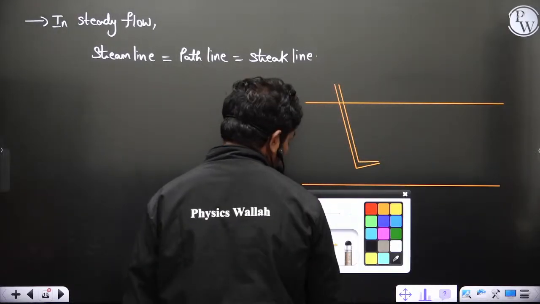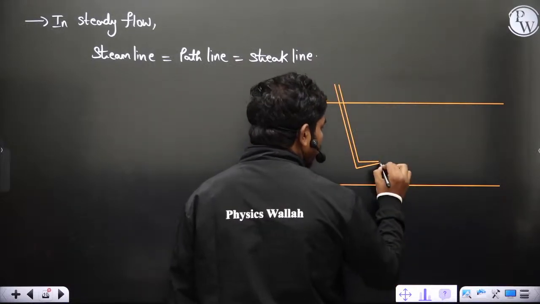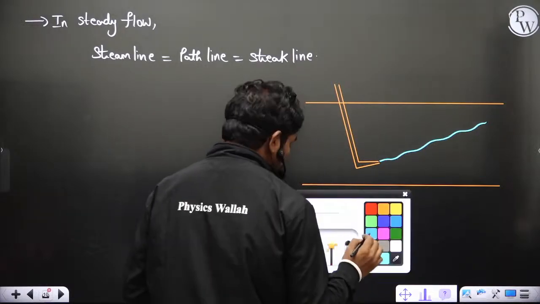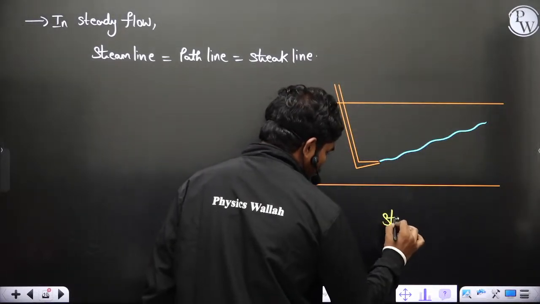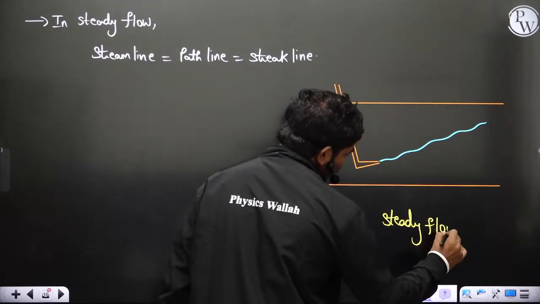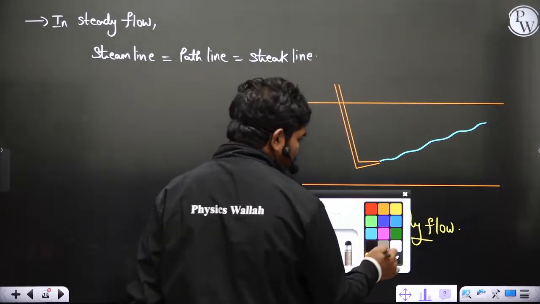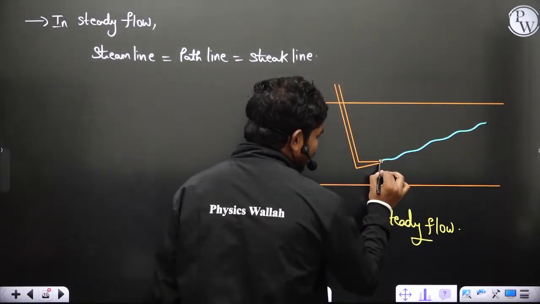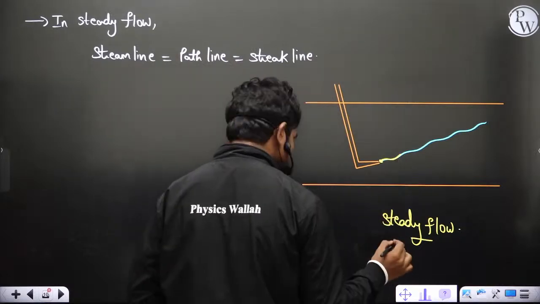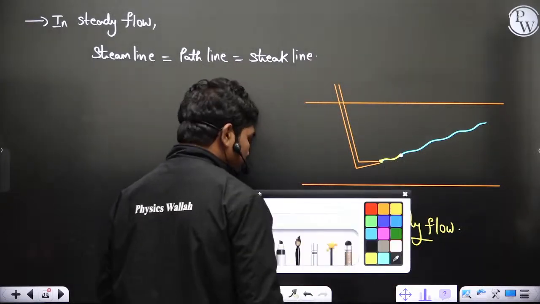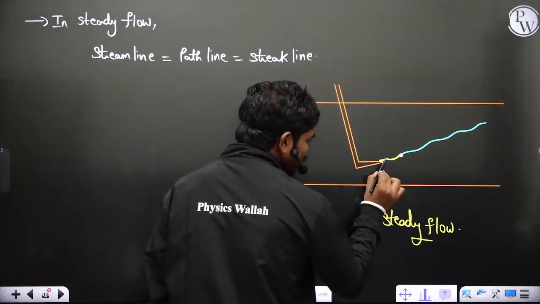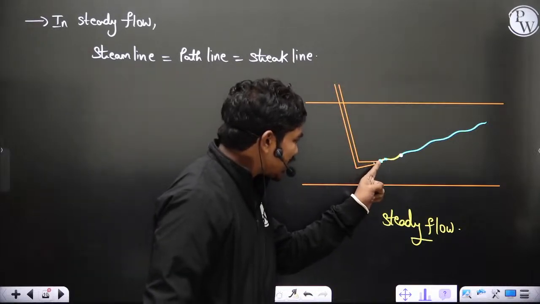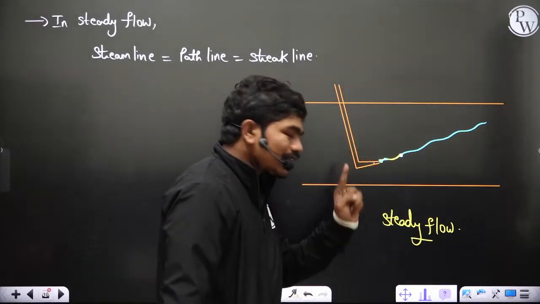Then, like I have just explained, let us suppose this is the path line of one particle. If this is a steady flow, tell me one thing. Let us suppose at some time the first particle came out. This first particle has traveled this path and reached this point. Now by the time the first particle moves slightly on the path line, immediately the second particle will come out. Yes or no?